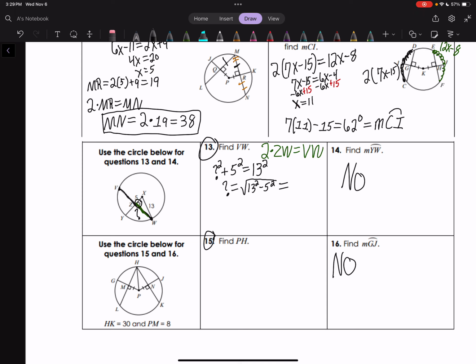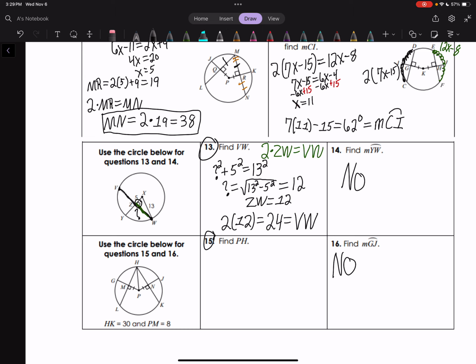which is going to give me 169 minus 25, which is 144. Square root of 144 is 12. So my question mark length is 12. This is VW, or I'm sorry, that's ZW, is equal to 12, which means I'm going to do 2 times 12, which is 24, which gives me the length of VW. That is my final answer.